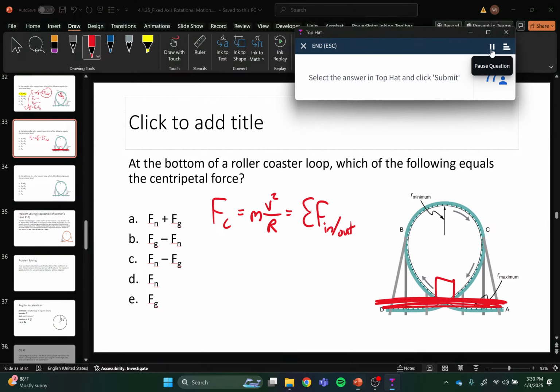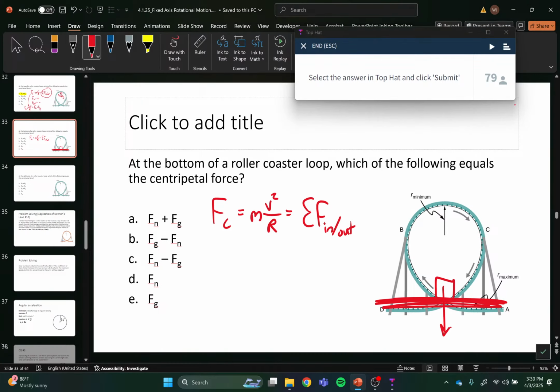All right, we're going to do the exact same process. We got our easy peasy one. There's gravity. Gravity points down. Which way does the normal force point? Up, away from the surface. So then we just build our equation.